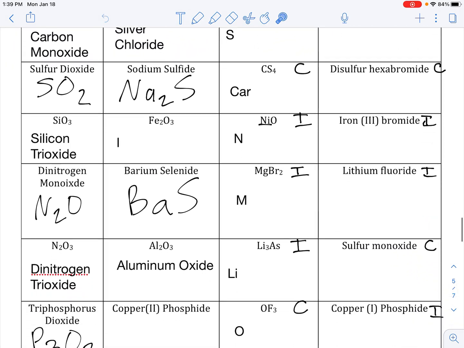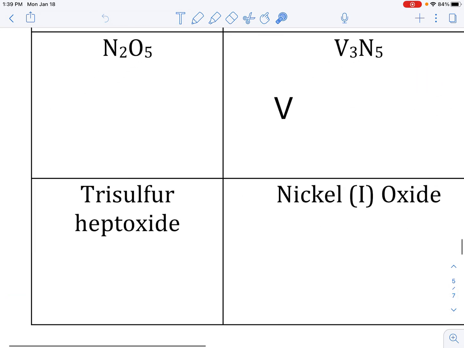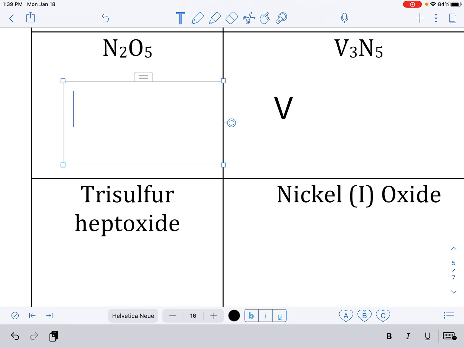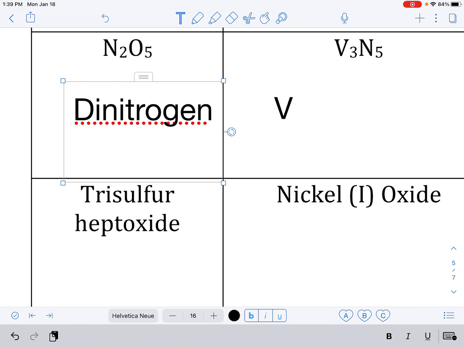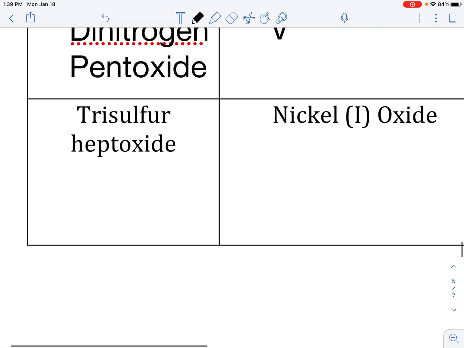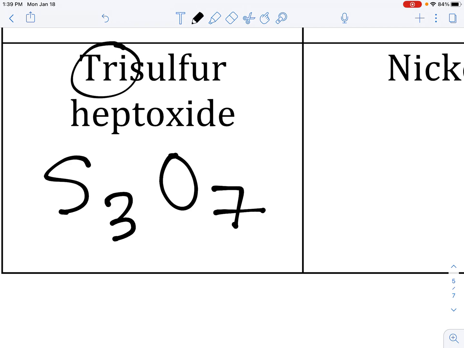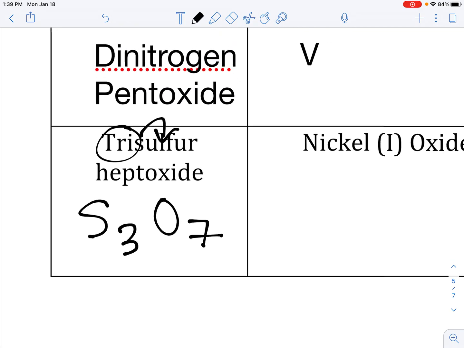So remember, let's finish with our covalents down here. Covalents are two nonmetals. When I'm naming them, I say, okay, that first element is nitrogen. I have two of them, so it's dinitrogen. Then I have 5 oxygens, so pent-oxygen, and the second one gets an -ide ending, so it's pentoxide. In covalent, trisulfur just means 3 S's. Heptoxide means I have oxygen and I have 7, so it's S3O7. The prefix tells you exactly how many of that one you have.